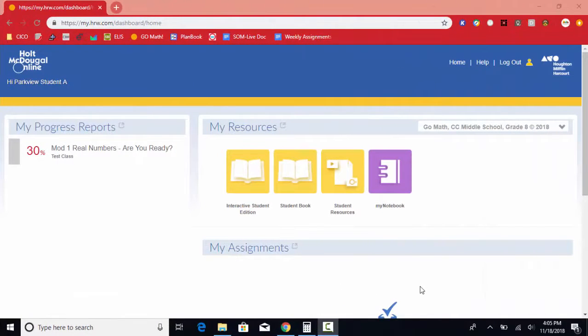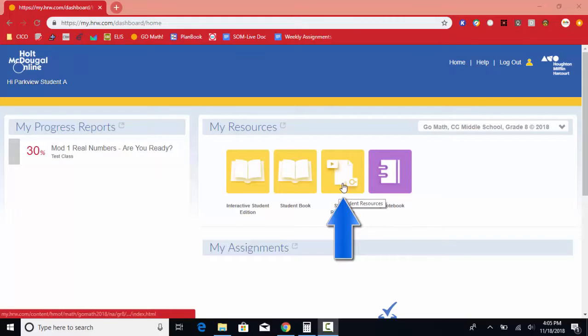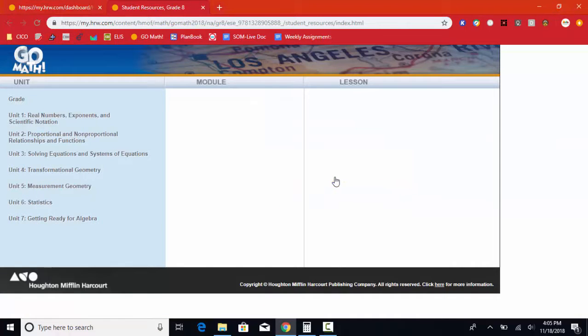Hello, now we're going to take a look at the student resources. In the student resources, you will find different materials to help your student achieve higher in the Go Math series. So let's go ahead and open it up and see what we have. If we click on it, it brings up our menu.